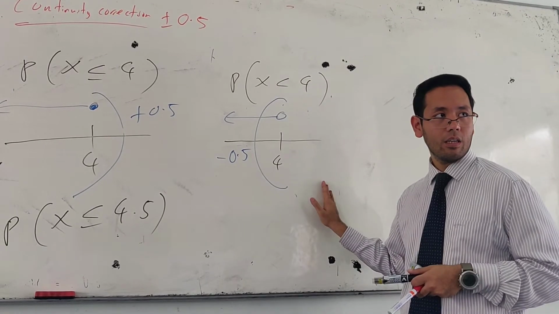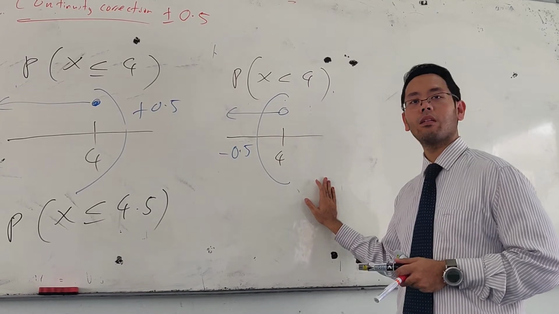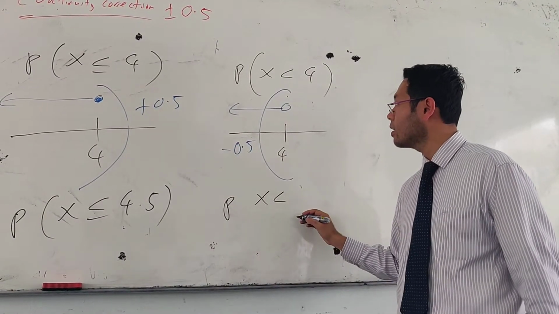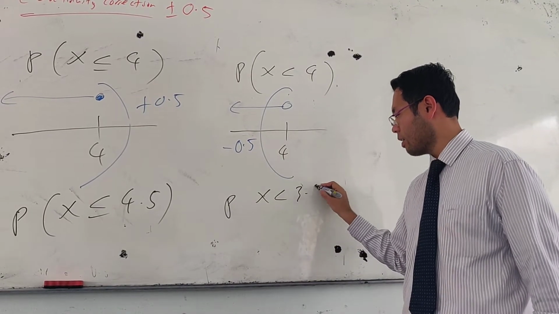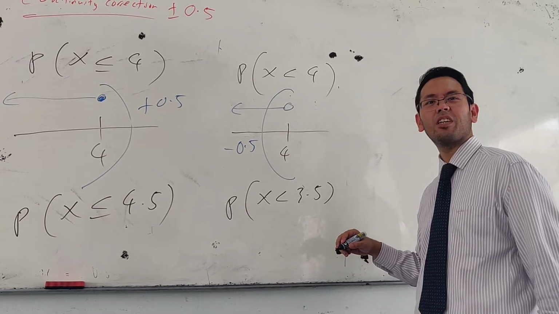Until there, are you okay? Do you want me to repeat them again? Please raise your hand, I don't mind. So I get myself Px less than 3.5. Okay, good.